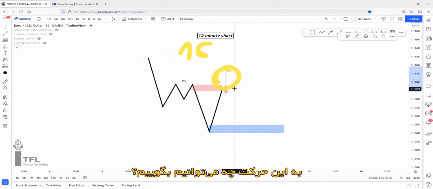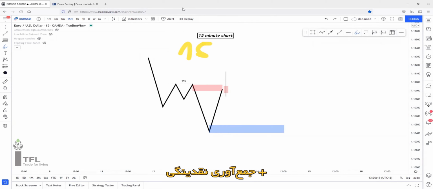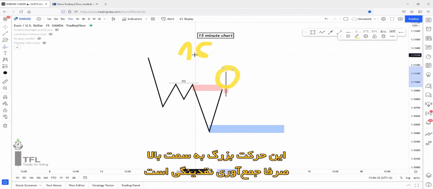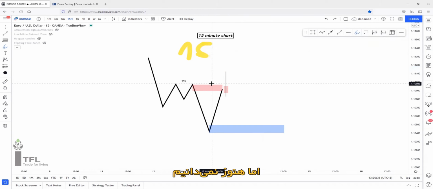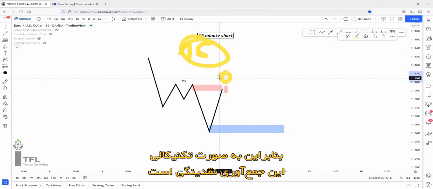How can we call this movement? What is this movement? Liquidity sweep. Anyone else? Sweep, liquidity sweep, take out. Yeah. Basically, according to the actual plan and technical analysis and our rules, this big movement to the upside is just a liquidity sweep. But we don't know yet because we are on the 15-minute chart. So technically, this is a liquidity sweeping movement.